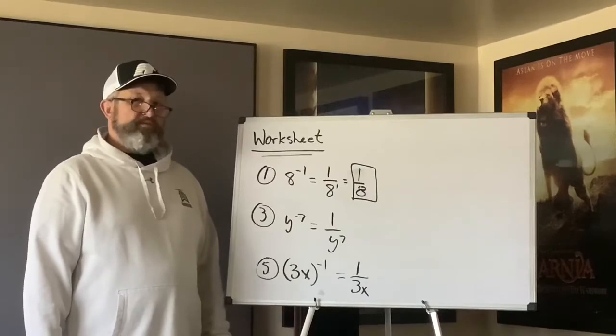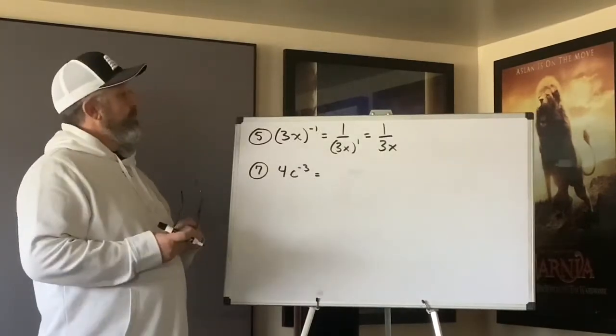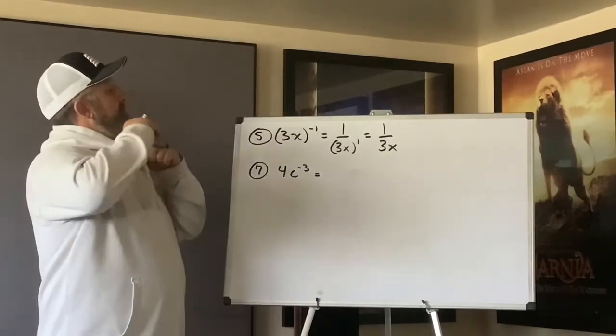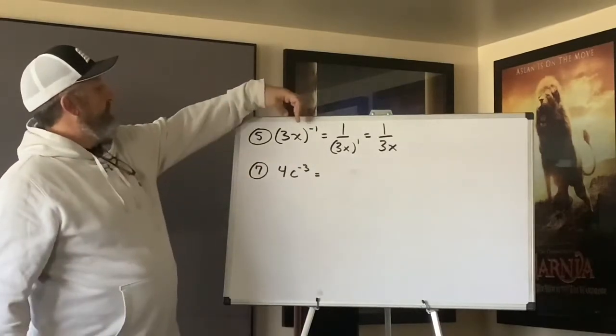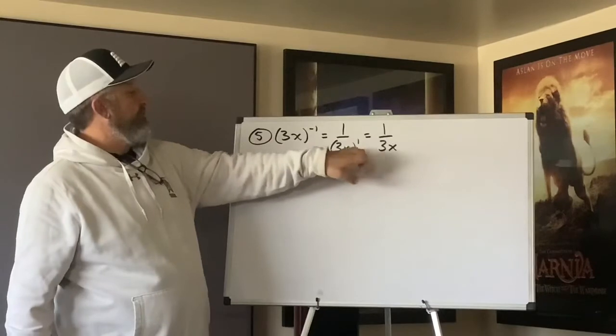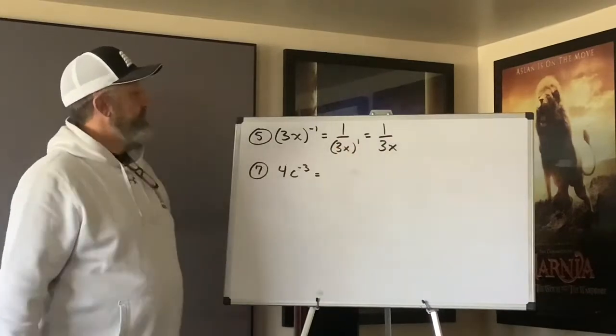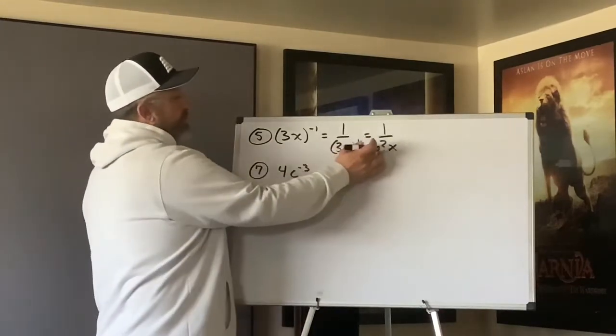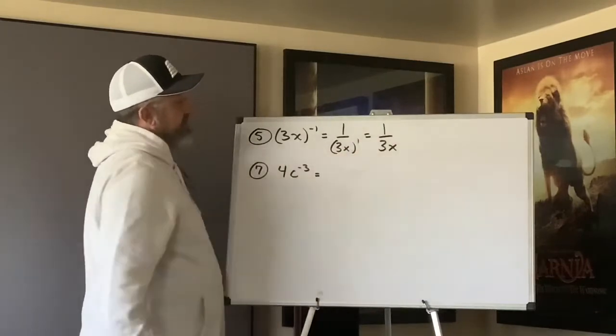All right, we'll look at a few more. As you can see, number 5 here, we'd already done this one: 3x to the negative 1, bring it to the bottom. 3x raised to the negative 1. That's just a little step that I skipped. I just want everybody to see that. Anything raised to the 1 power is just itself.